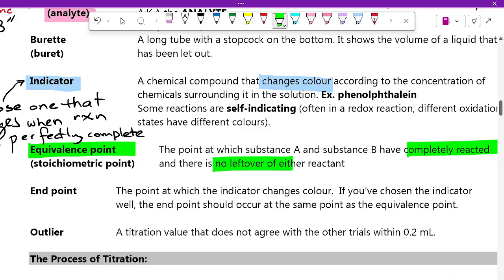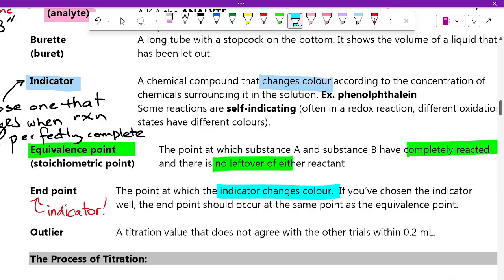The end point is where the indicator changes color. So end point has to do with the indicator. You should choose your indicator so it happens at the same time as the equivalence point. So both of them happen at the same time, if you've chosen it correctly. They will happen at the same volume, so the equivalence point coincides with the end point too.